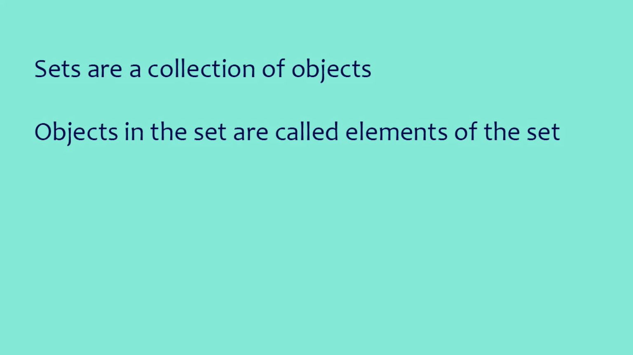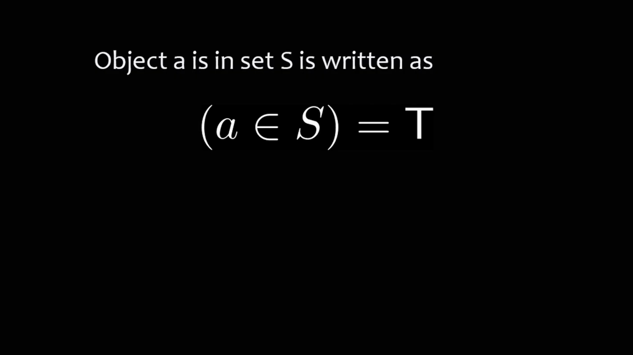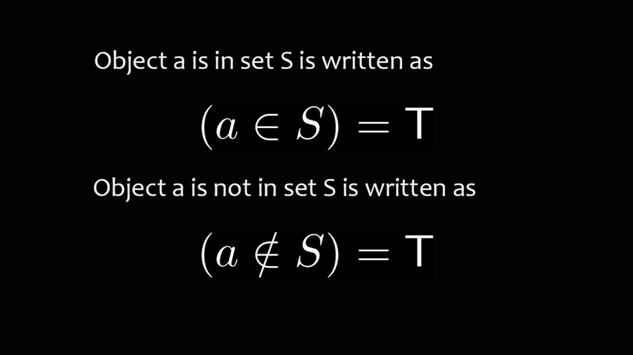The events that are assigned probabilities often involve sets, which are collections of objects which are called elements. Now, if an object A is in the set S, then we write A is in S equals true and call A an element of S. Otherwise, A in S is false, which we also write as A not in S equals true. That is, A is not an element of S.